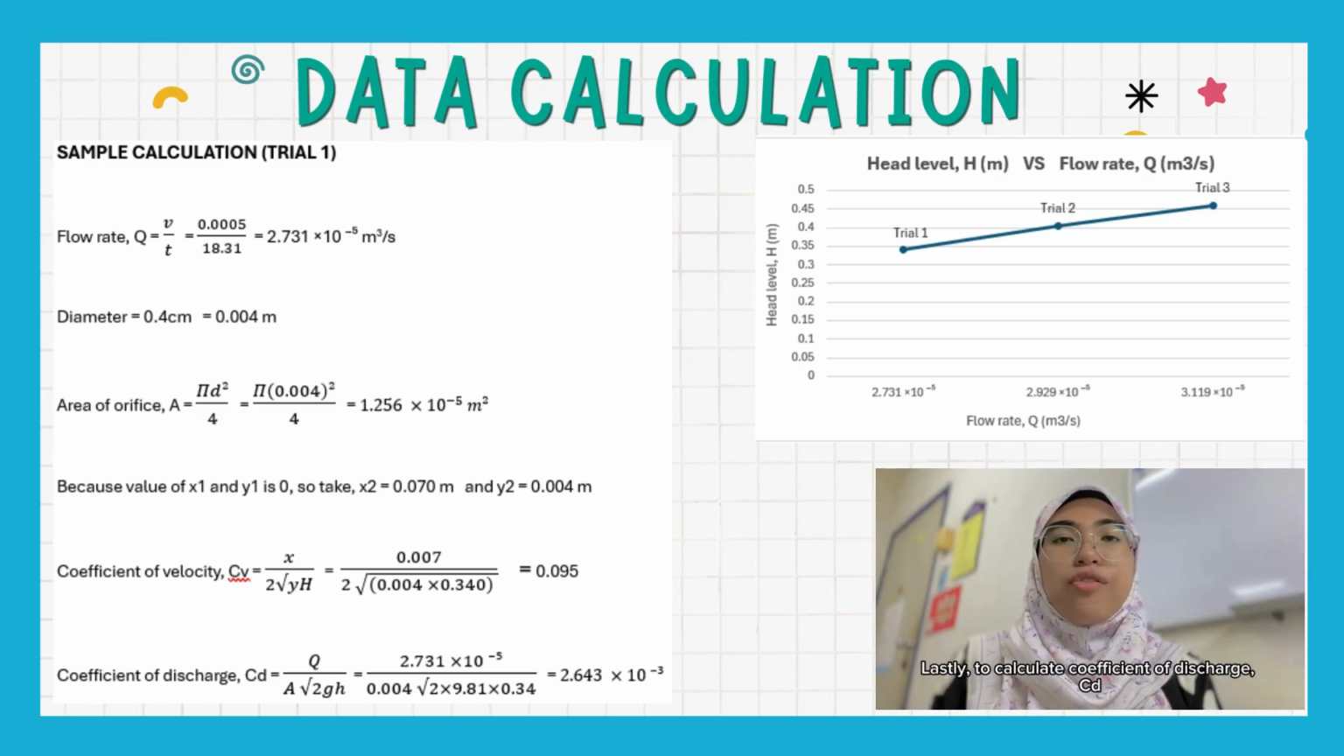Lastly, to calculate the coefficient of discharge CD, the formula is Q divided by A multiplied by the square root of 2 multiplied by g and h. The answer obtained is 2.643 multiplied by 10 to the power of negative 3.